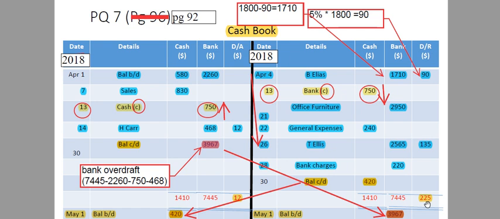Whereas if you notice in the cash column, the totals on the debit and credit side are equal, and the same is the case in the bank column, the totals are equal. So this is a walkthrough of question 7. So that's pretty much it.